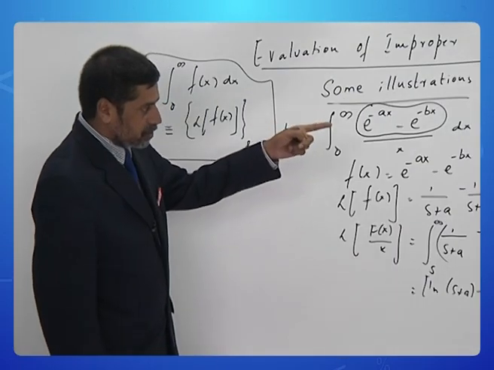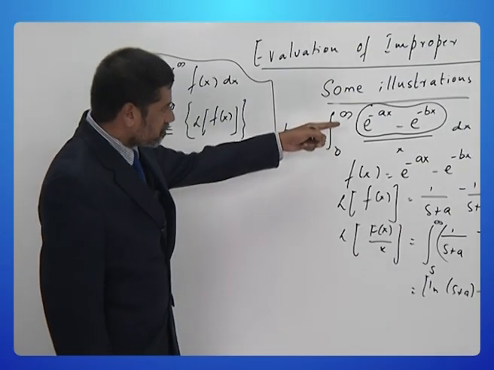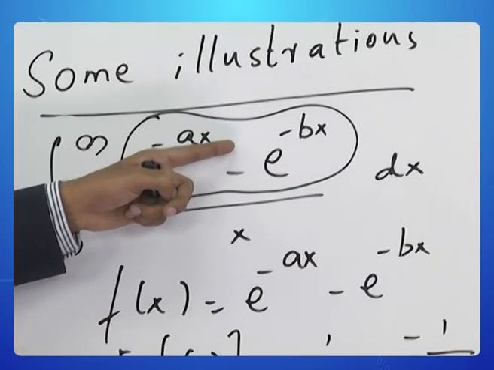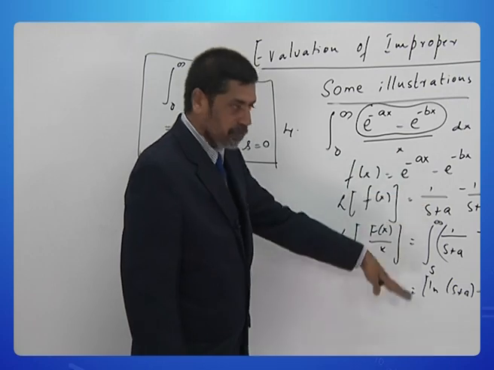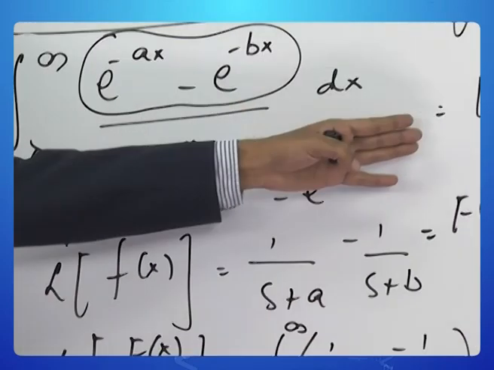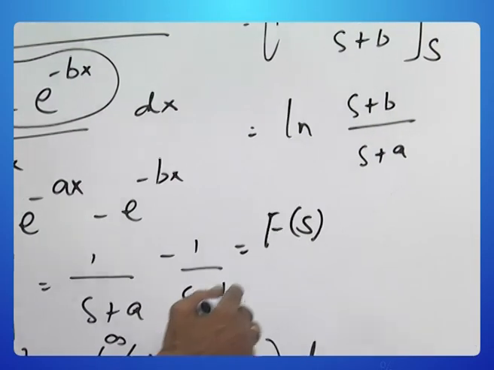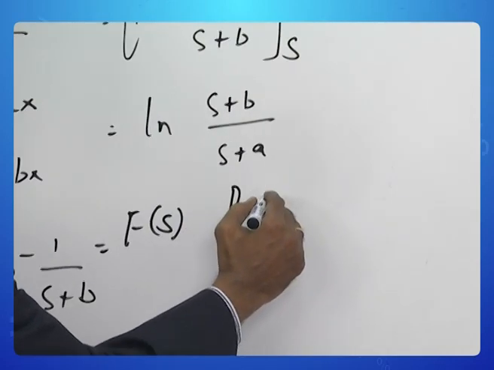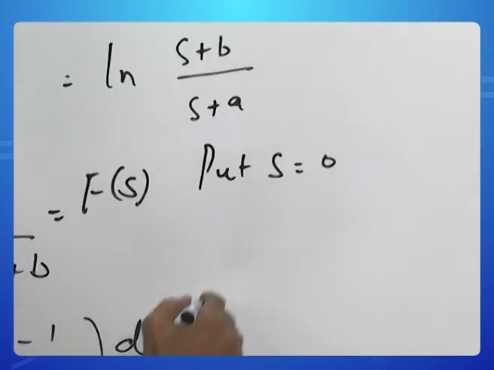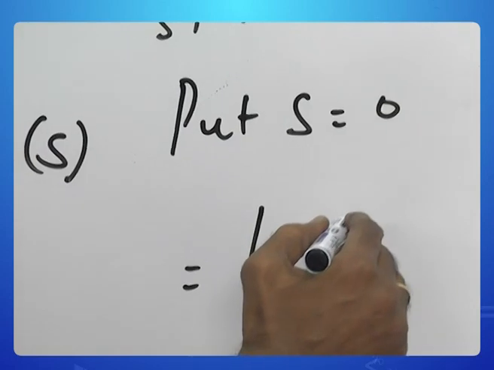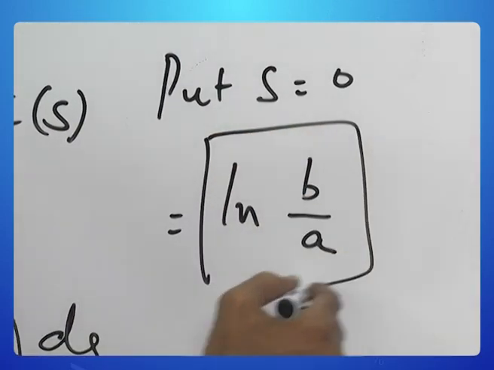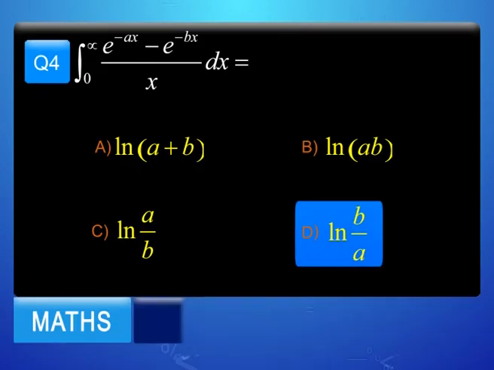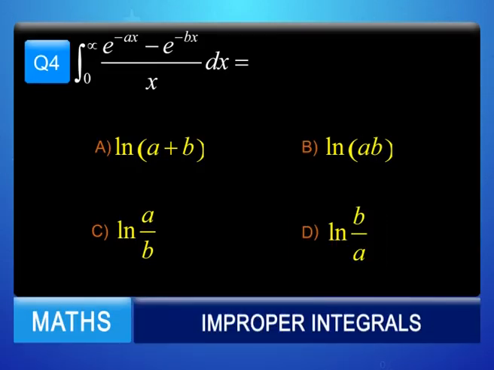Now let's come back to this problem. We have seen that the Laplace transform of this has been found, and there's a division by s, so we applied some integral property, and we got the final output. So you just need to put s is equal to 0 and you will get log b by a as the option, and that appears to be option D in this case.